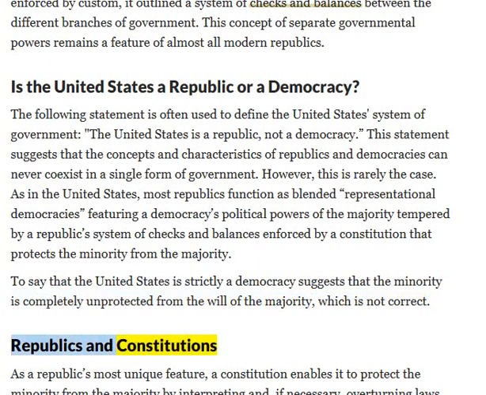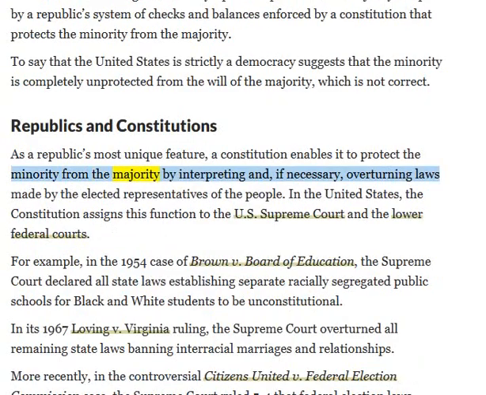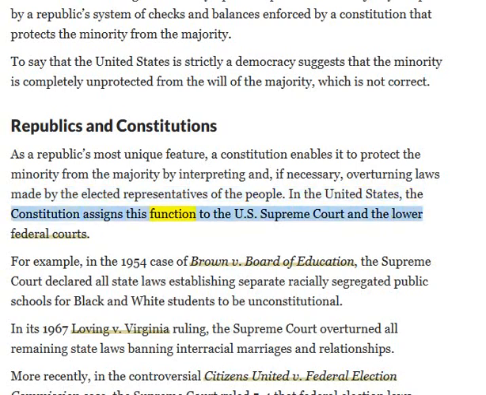Republics and constitutions. As a republic's most unique feature, a constitution enables it to protect the minority from the majority by interpreting and, if necessary, overturning laws made by the elected representatives of the people. In the United States, the Constitution assigns this function to the U.S. Supreme Court and the lower federal courts.